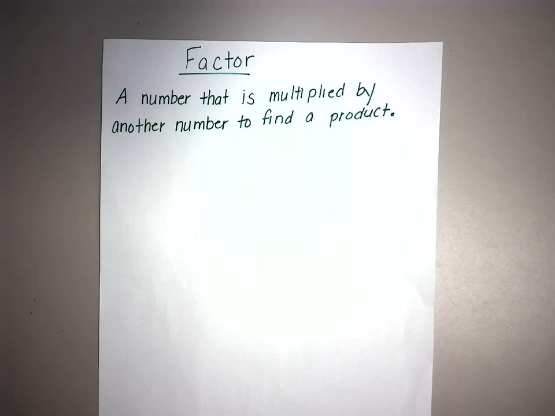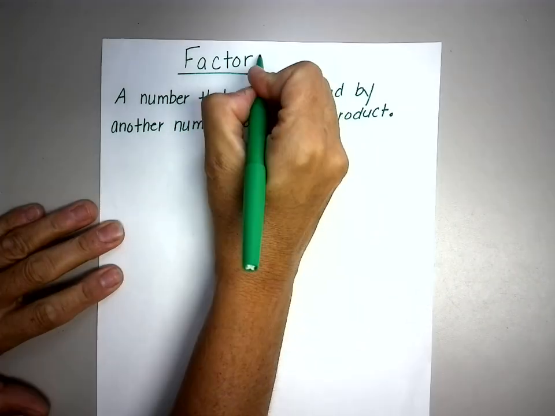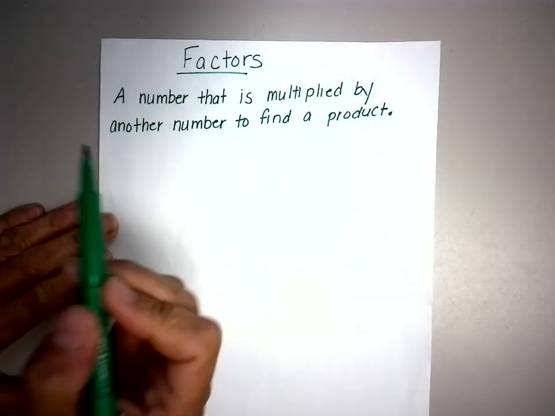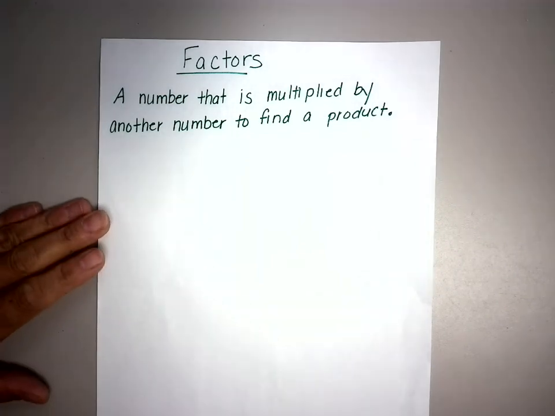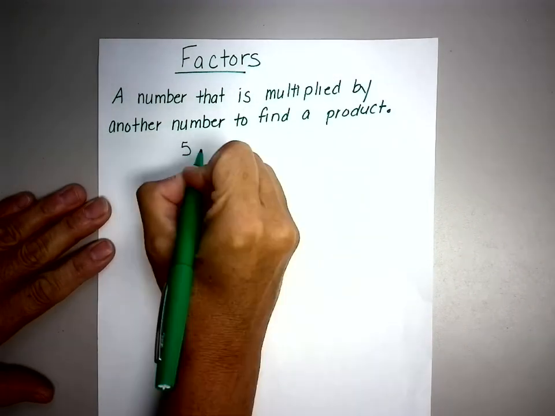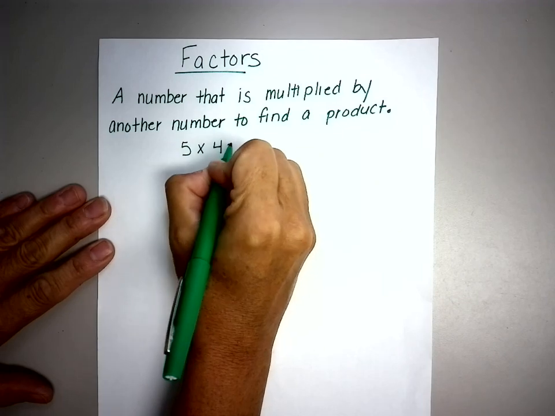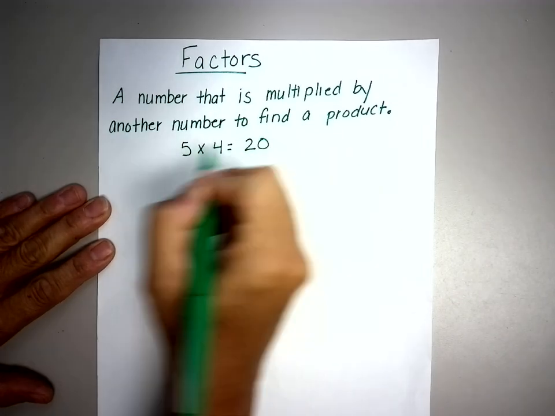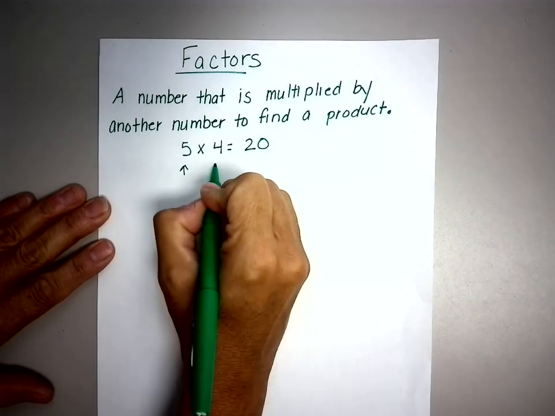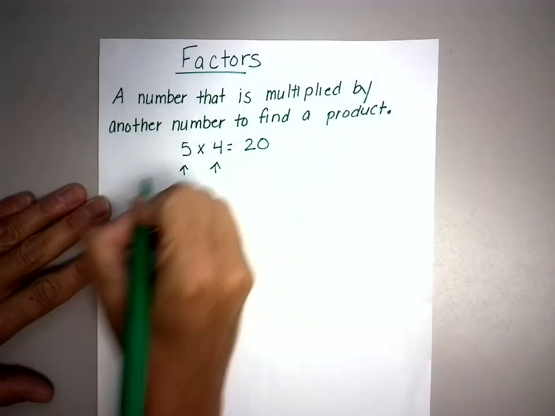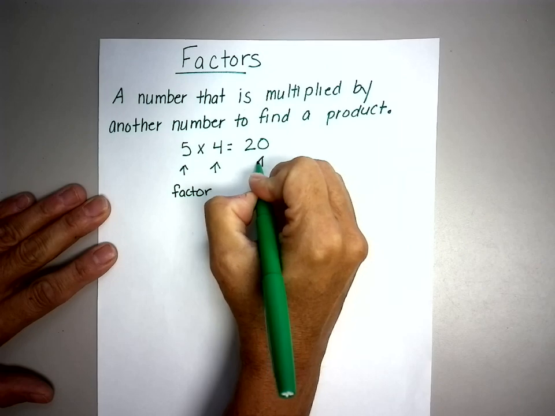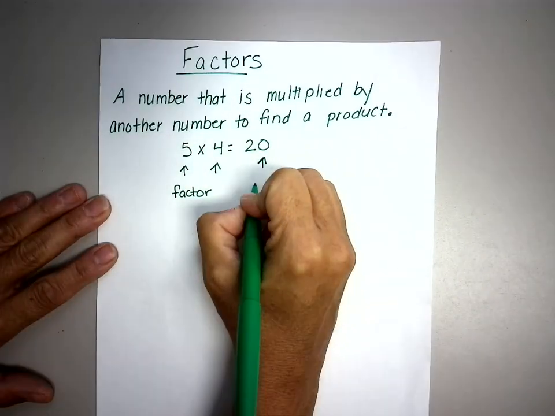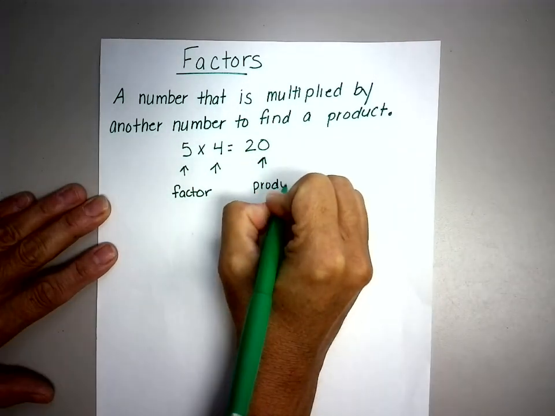Today, we are going to learn about factors. And factors are a number that is multiplied by another number to find a product. So for example, if we have 5 times 4 equals 20, 5 and 4 are our factors. Our product is the answer to a multiplication problem, which would be 20.